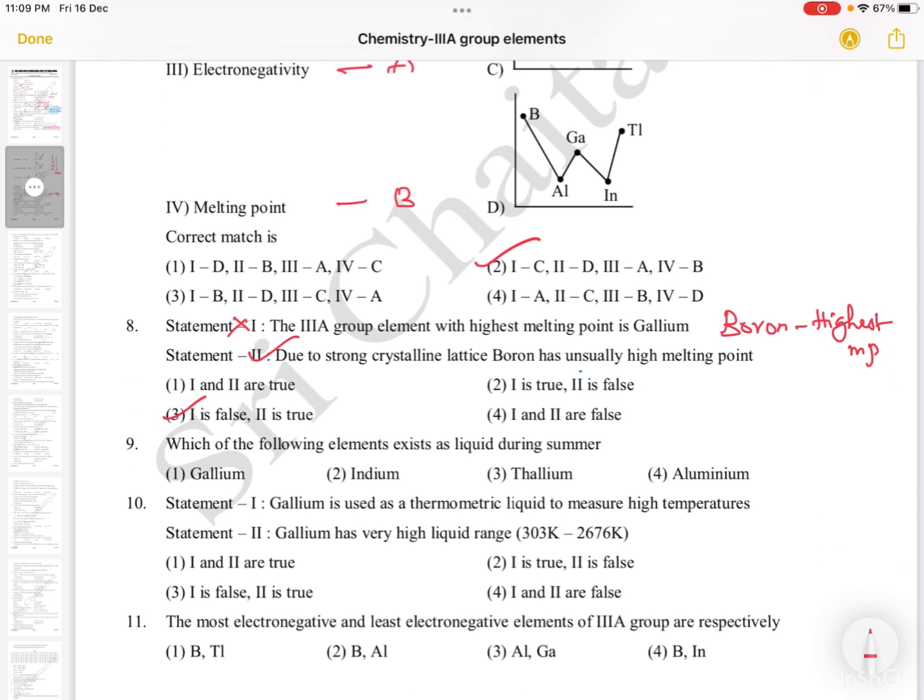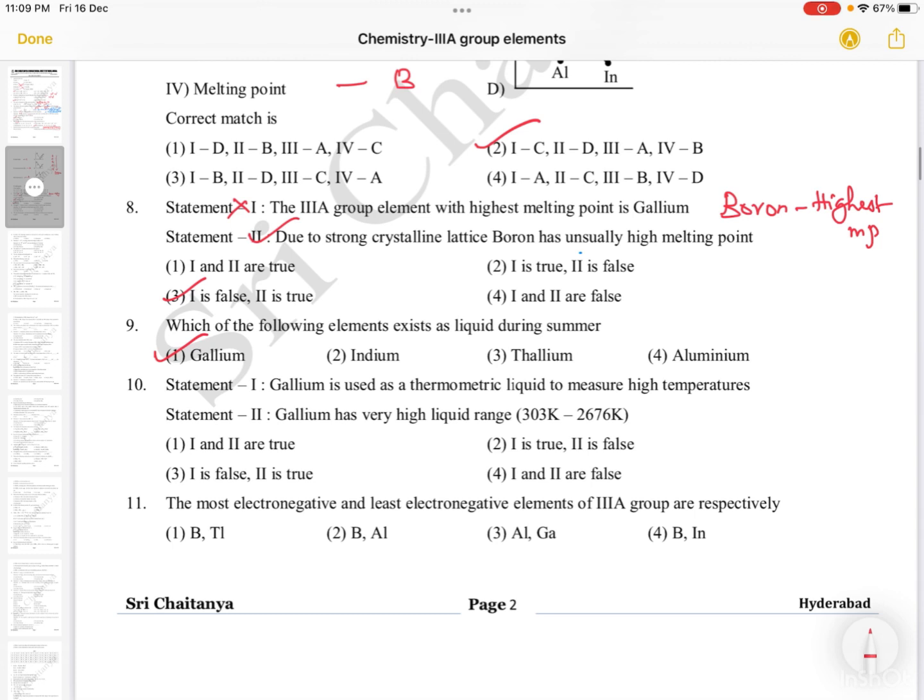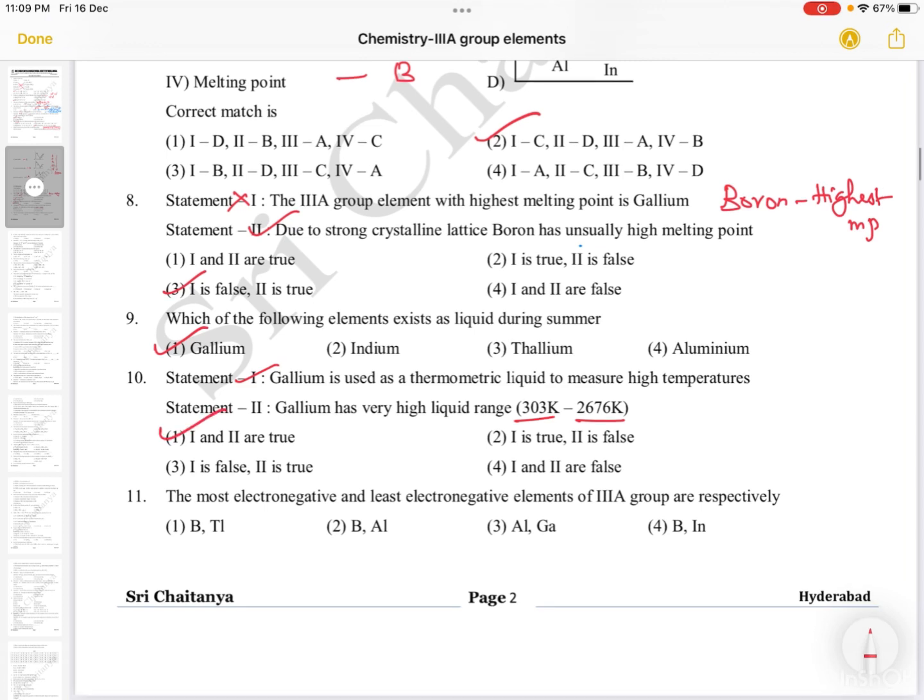Which of the following elements exist as liquid during the summer? During the summer, gallium exists as a liquid. Statement: Gallium is used as a thermometric liquid to measure high temperature. Yes, correct. Gallium has a very high liquid range, that is 303 Kelvin to 2676 Kelvin. So this is also a correct statement. So first one is right.